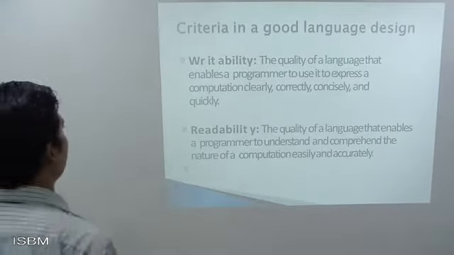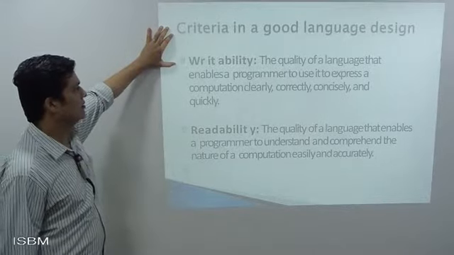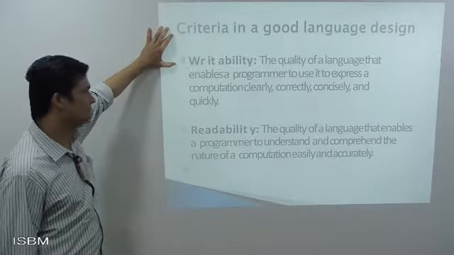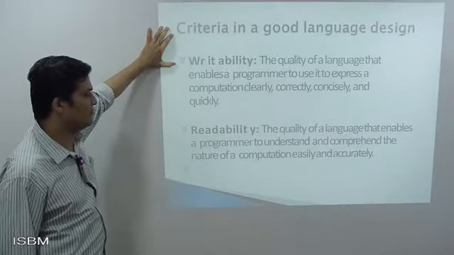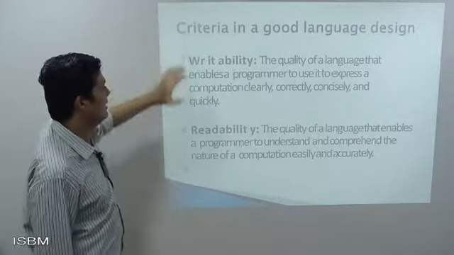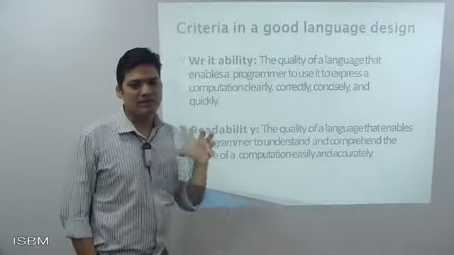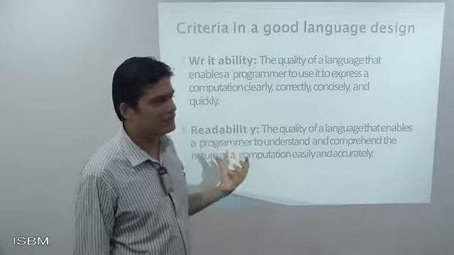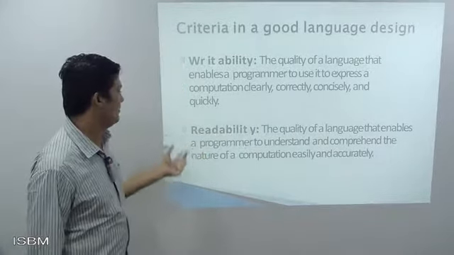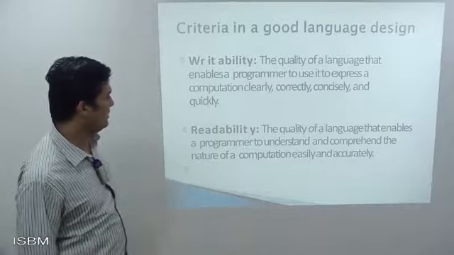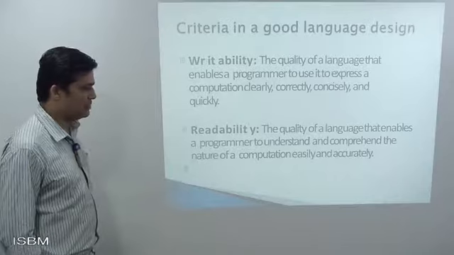So there are some criteria of good language design. The first is readability, the quality of a language that enables programmers to express a computation clearly, correctly, concisely and quickly. Whatever you have written should be clearly understood by your computer system. Otherwise, if the system does not understand it, it will give you an error. Readability enables programmers to comprehend the nature of the computation easily and accurately.